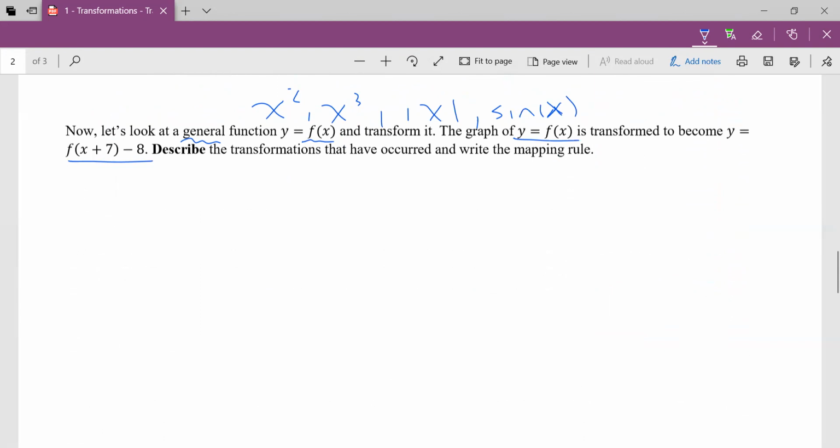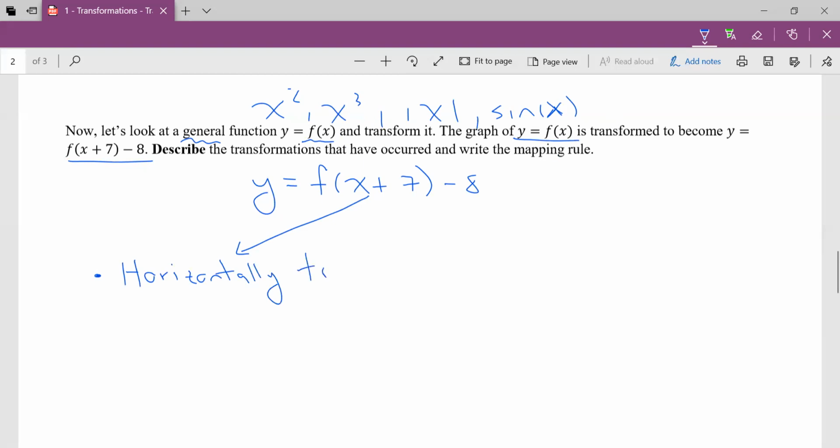Okay, so here's what we have. I'm just going to rewrite it again here. Here is our new function. It's been transformed. So what does this tell me? Inside the parentheses with the x has to be horizontal because it's x values. Again, no abbreviations on the test. On your homework, go right ahead and write HT for horizontally translated, but not on a test. No abbreviations. Horizontally translated, 7 units left, because remember, it goes the opposite way.